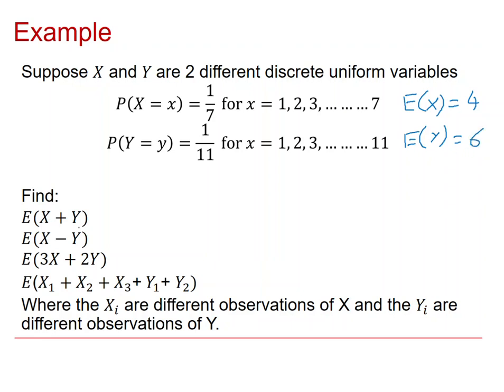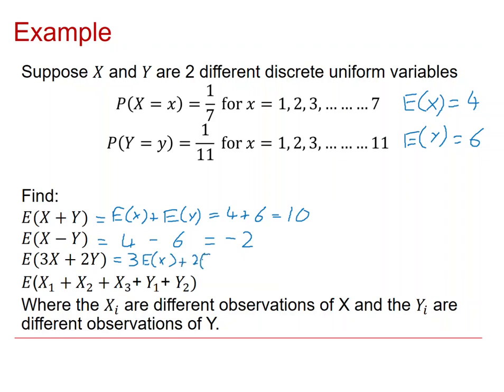So to calculate the expectation of x plus y, we simply find the expectation of x plus the expectation of y, which is 4 plus 6, which is 10. The expectation of x minus y is similarly 4 take away 6, which is going to give me minus 2. 3x plus 2y, well, I'm doing 3 times the expectation of x plus 2 times the expectation of y, which is 3 4s, which is 12, plus 2 6s, which is 12, and that gives me 24.